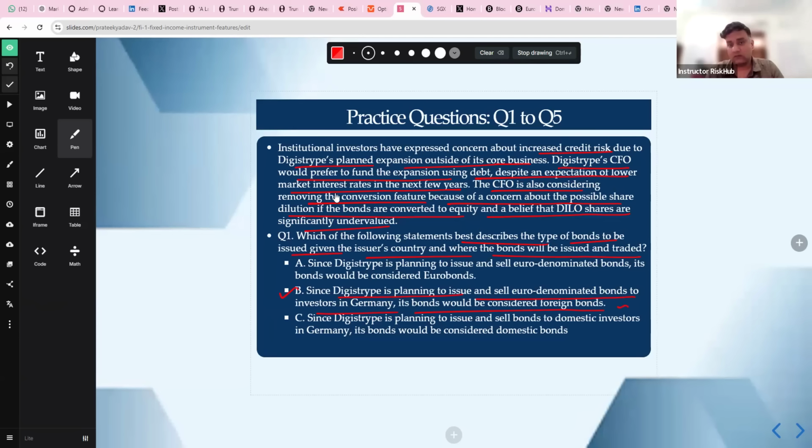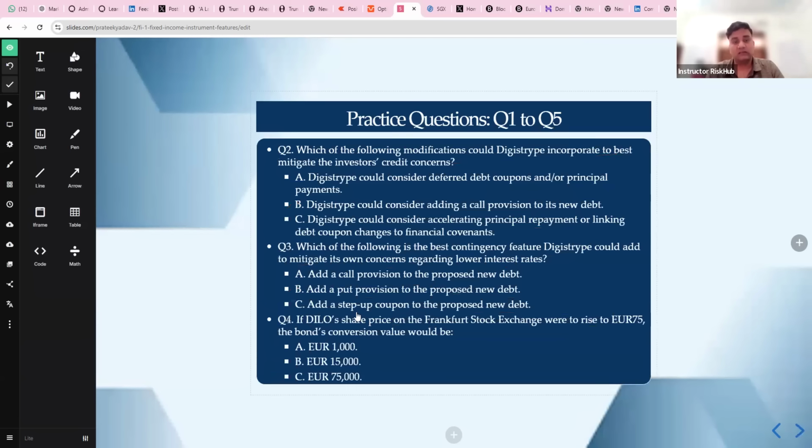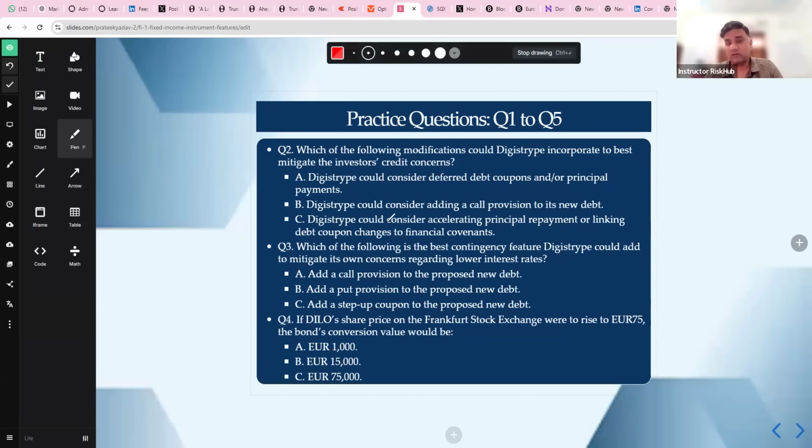Okay. Once we have done this, we get into the next question, which is: which of the following modifications could Digistripe incorporate to best mitigate the investor credit concern? Again, your duty is to reduce the credit risk. Investor concern is credit risk. So what helps here is faster principal payment, a permanent loan coupon. That is a good thing. So we don't want deferred debt payment or principal repayment, because we want faster, right?